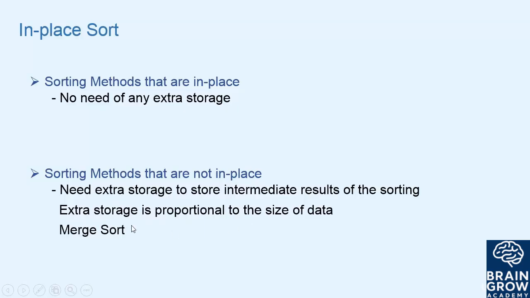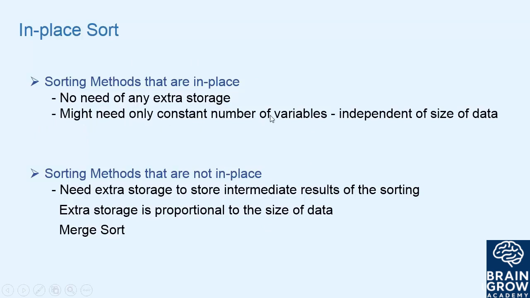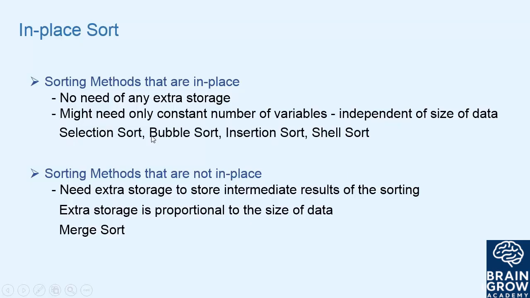For example, in merge sort, if we have to sort an array of n integers, then we need an extra array of n integers. In sorting methods that are in place, we might need some constant number of variables. That number is independent of the size of data, and that extra storage can be neglected. For example, these are all in place sorts, and we need only one extra variable to perform the sorting. Now, the sorting methods that are in place are also known as minimal storage sorting methods. So if the size of data that is to be sorted is very large, it is better to use an in-place sort, because if we use the other sorts, then a lot of extra storage will be required.